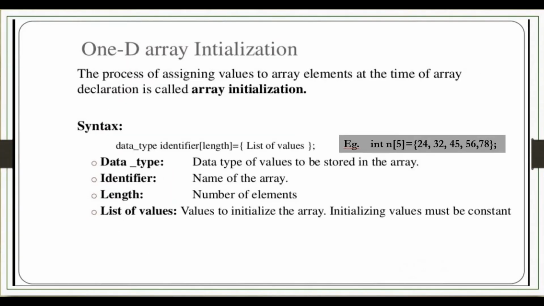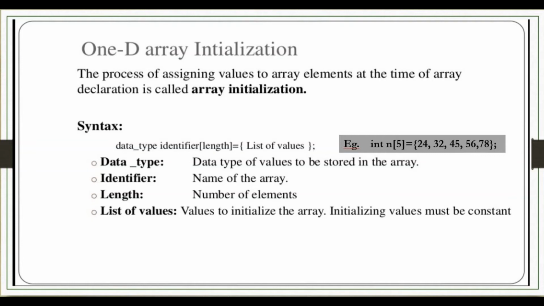Initializing an array. You can either declare a blank array and later take the elements as input from the user, or you can even initialize the array by assigning values at the time of declaration. To initialize an array, the syntax is data type, name of the array, that is the identifier, then the size in square brackets, followed by an assignment operator and the list of values separated by commas enclosed within curly braces.